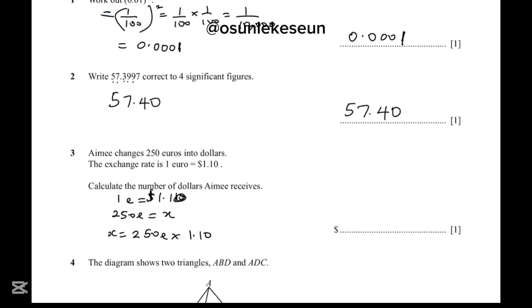So let's do that. To multiply, this can become 11 times 25. In this case I can just do 25 times 11, and when you add it together, I get 275. So the answer in dollars is that the person is going to be receiving $275.